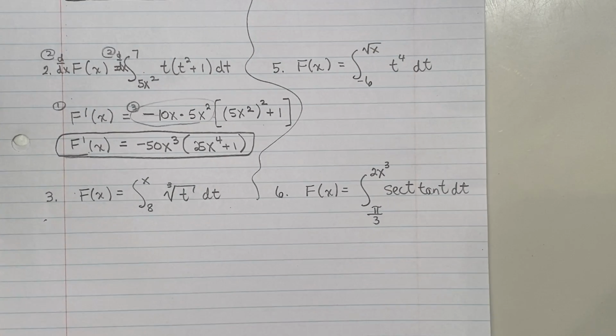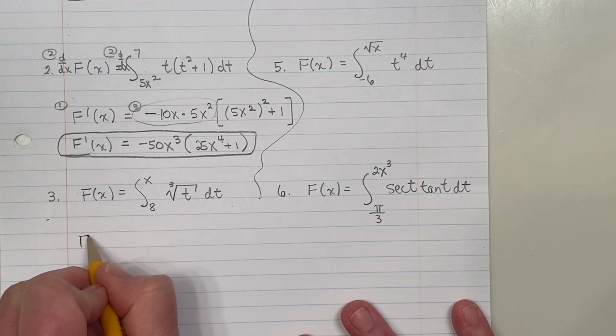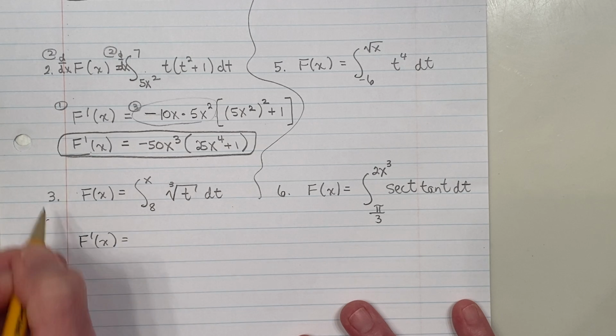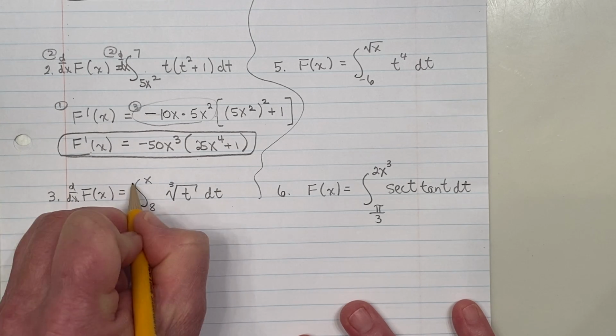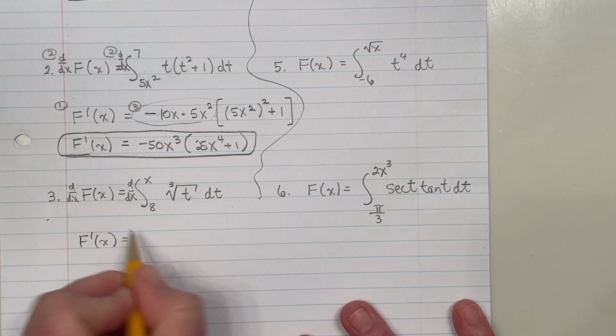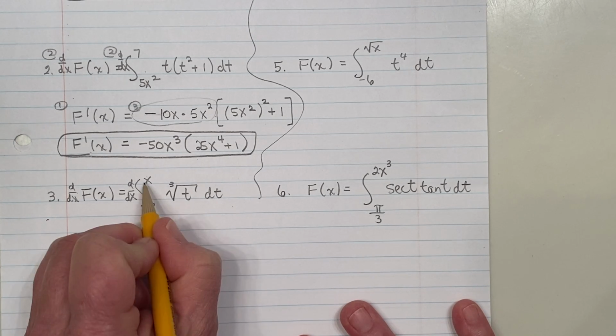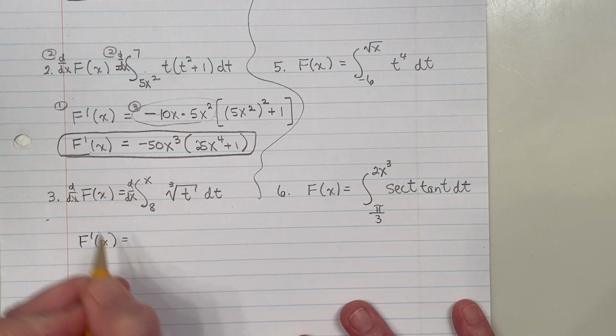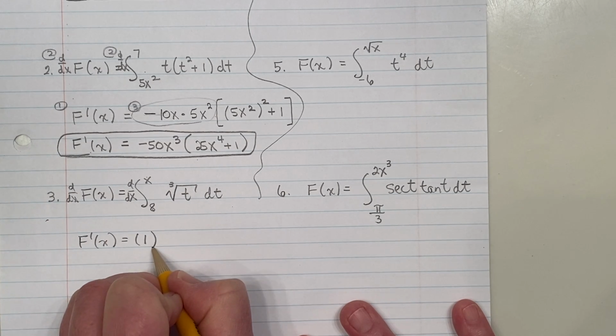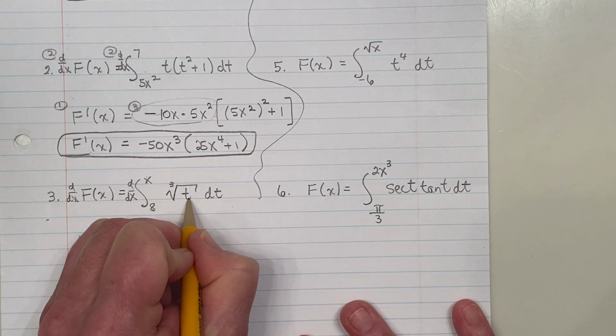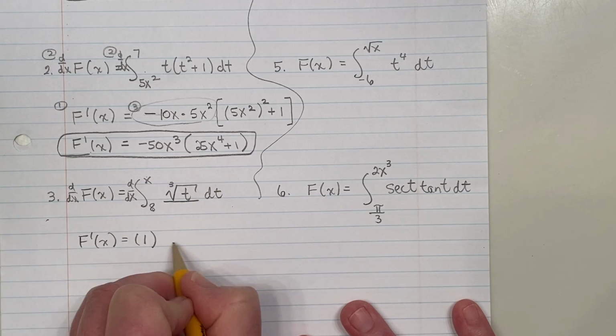Okay, number 3. First step, second step, third step is going to be the answer. Limits are good, constants down here, variables up here, derivative of the variable limit is 1. Final step, everywhere you see t in the integrand, replace it with x.